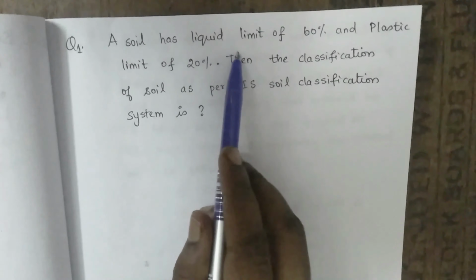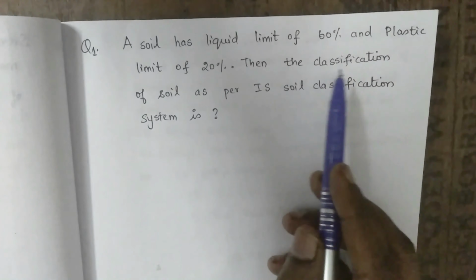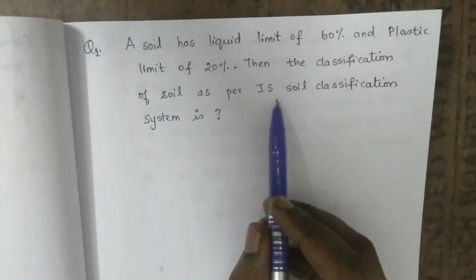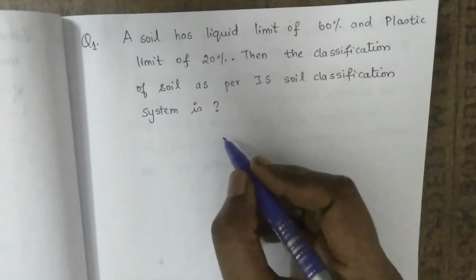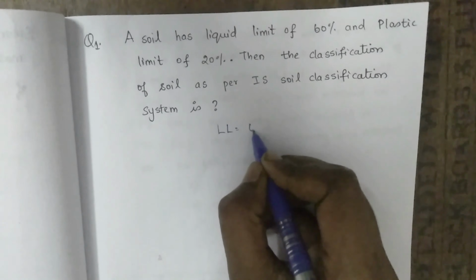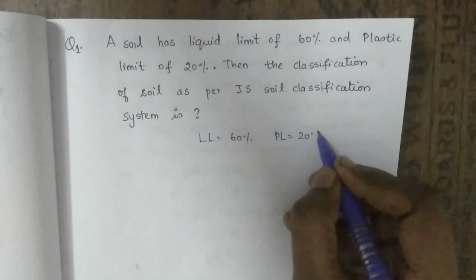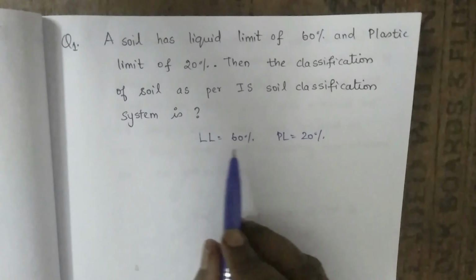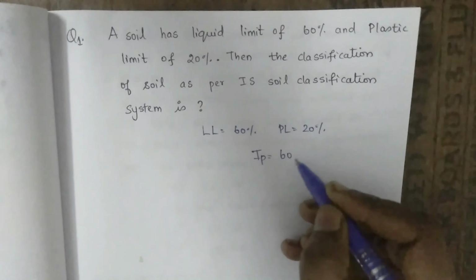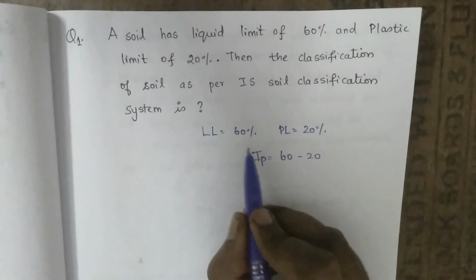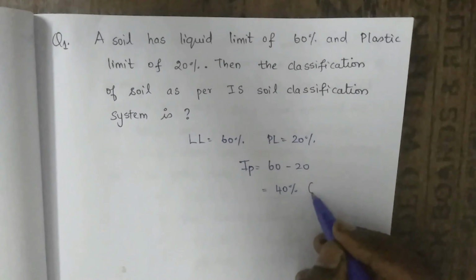A soil has liquid limit of 60% and plastic limit of 20%. Then the classification of soil as per IS soil classification system is? So here we have just 2 data, that is liquid limit, 60%, and plastic limit, 20%. Having these both values, we can find IP. So what is IP? LL minus PL. So it is 60 minus 20 and it is 40% from the given data.